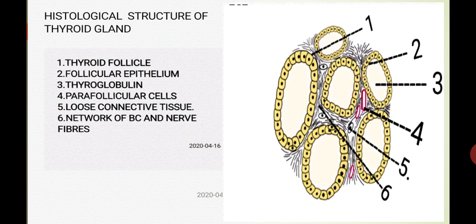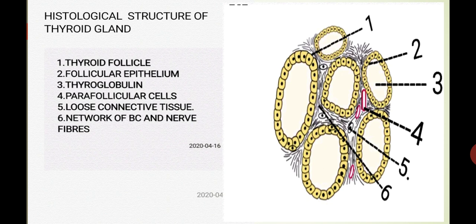Point number 1, in a TS of thyroid gland, which means a transverse section of thyroid gland, it shows millions of rounded bodies. These bodies are called thyroid follicles or thyroid vesicles or acini. So for the thyroid follicles, there are two different names: thyroid vesicles or acini.